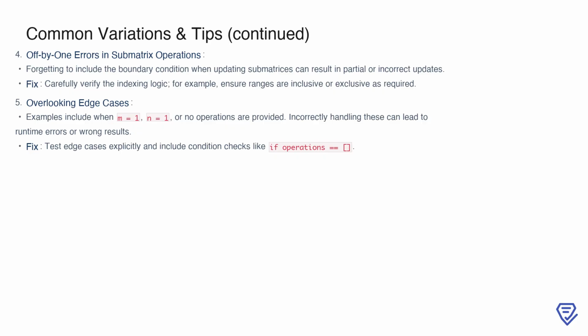Additionally, it's important to handle edge cases correctly. Scenarios like m equals 1, n equals 1, or having no operations at all can often be overlooked, leading to runtime errors or inaccurate results. To mitigate this, explicitly test edge cases and include condition checks. For instance, you might include a check like if operations equals 0 to handle cases where no updates are provided. Paying attention to these details can help you avoid common pitfalls and build a more robust solution.